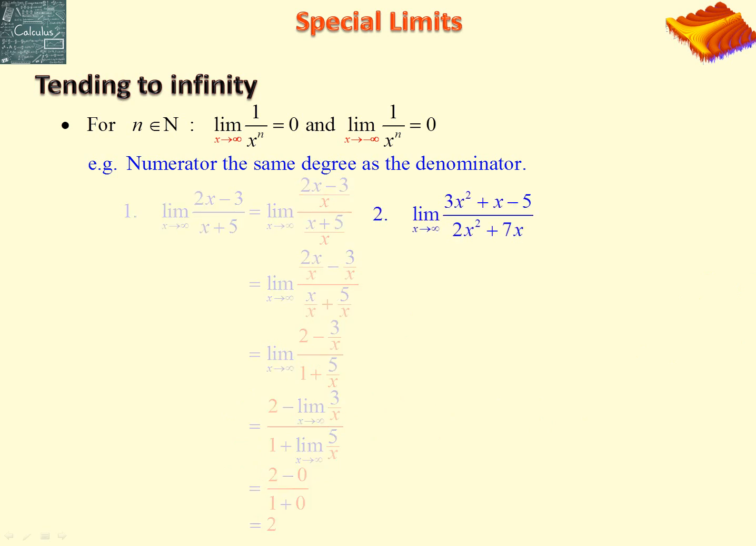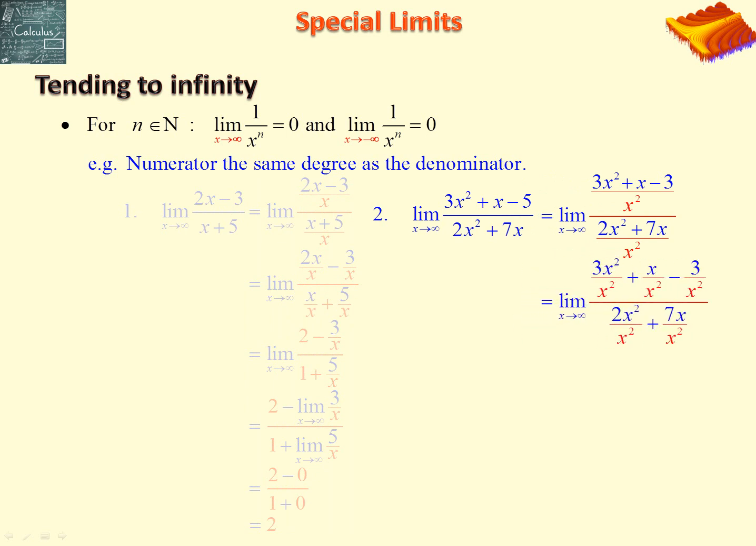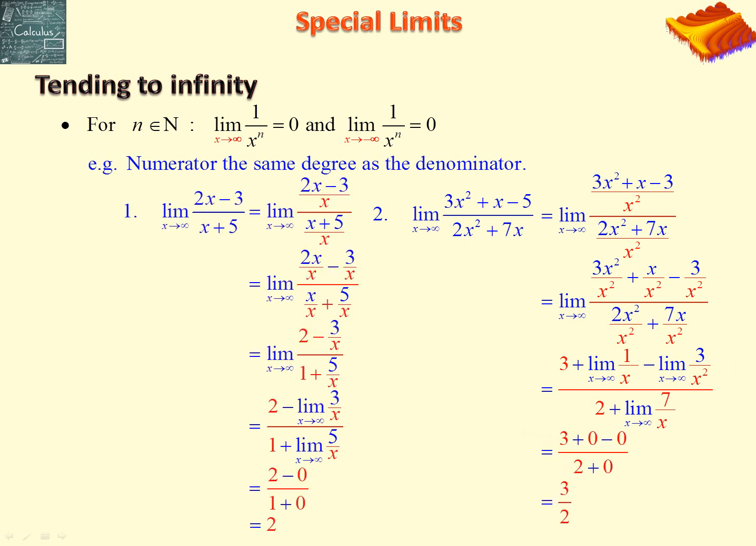We're going to do exactly the same thing with this one, other than the fact we're going to divide by x squared, being the degree of the numerator and denominator. These are going to go to 0. So we end up with 3 over 2.